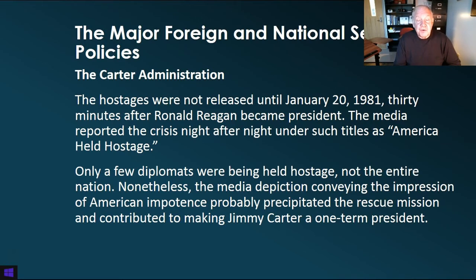The media reported the crisis night after night under such titles as America Held Hostage. Only a few diplomats were being held hostage, not the entire nation. Nonetheless, the media depiction conveying the impression of American impotence probably precipitated the rescue mission and contributed to making Jimmy Carter a one-term president.